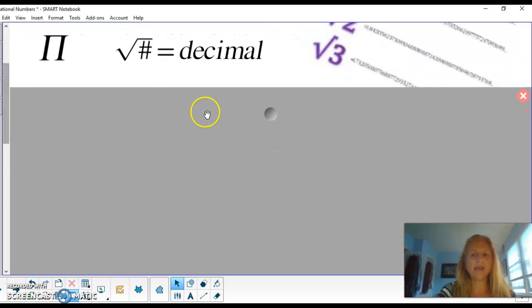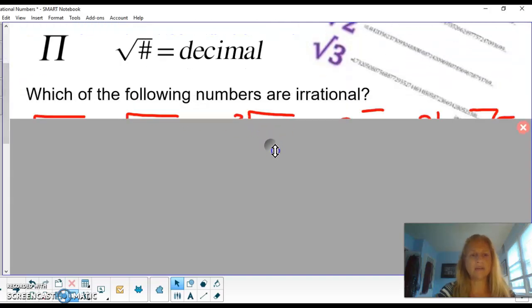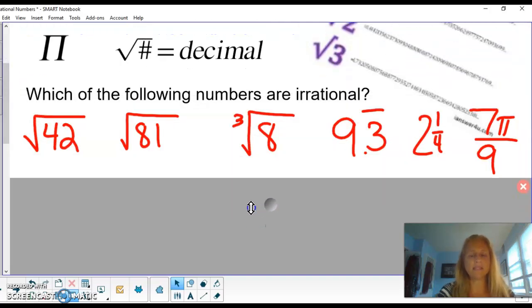Let's go down here. These are the types of problems that I'm going to expect you to know how to do. I'm giving you 6 numbers here, and we have to identify which ones are irrational. The very first thing we look for is the most famous irrational, and that is pi. So we're going to look for pi first. So no pi, no, no, no, no. Yes, right here. This is pi.